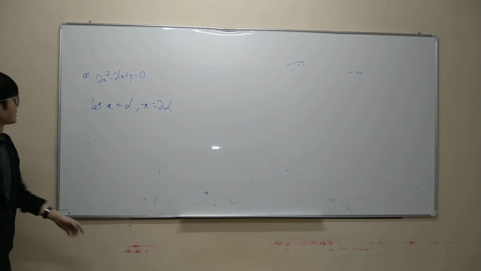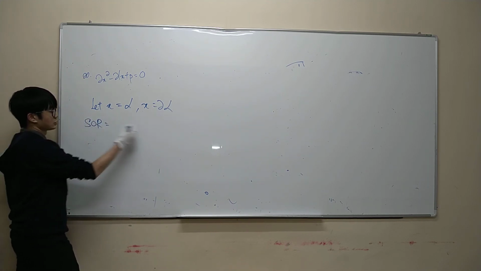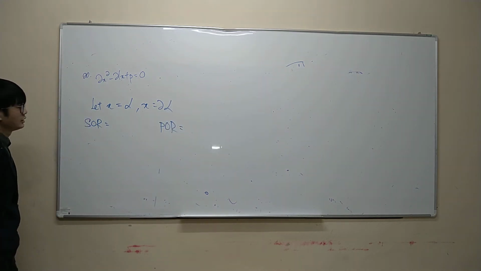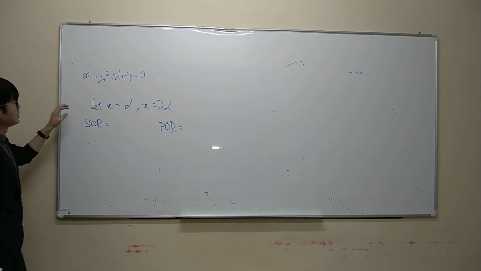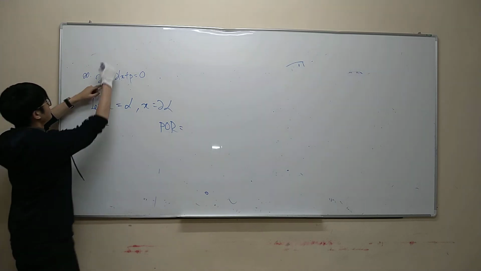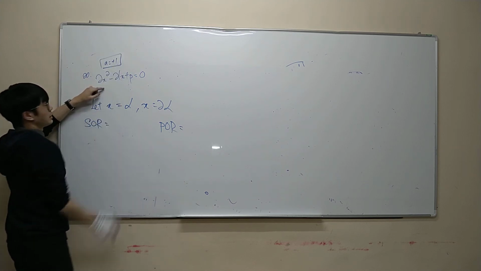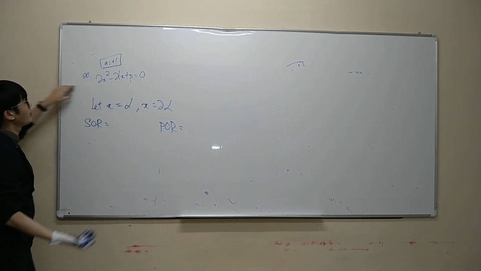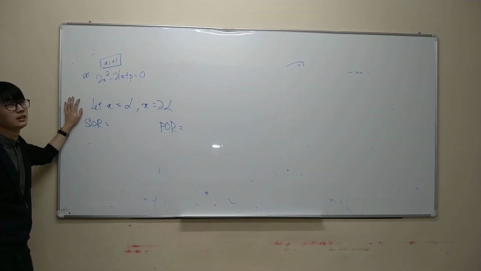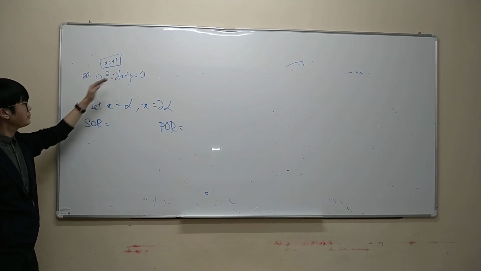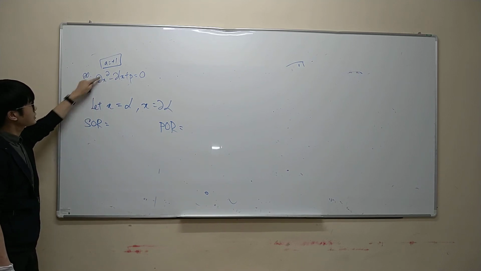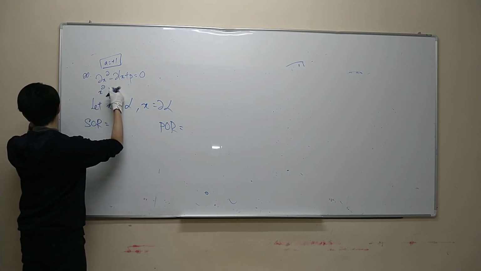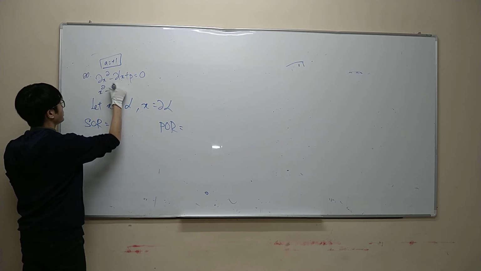How to find? You use the SOR method. Remember, sum of roots, product of roots. Before using the SOR method, you need to make sure the a must be positive 1. Only then can you use SOR. That is why you can see I leave a space here. Why? Why did I leave this line empty? To divide everything by 2. Because if a is not positive 1, you cannot use the SOR method. Before you use it, you have to make sure it is 1. So divide by 2.